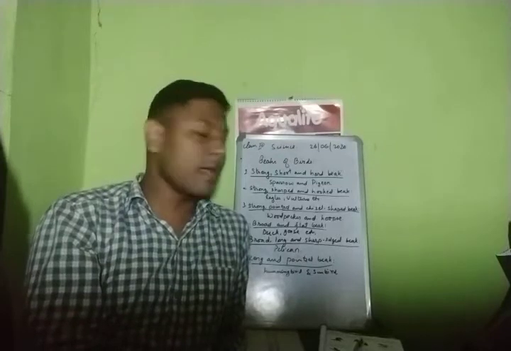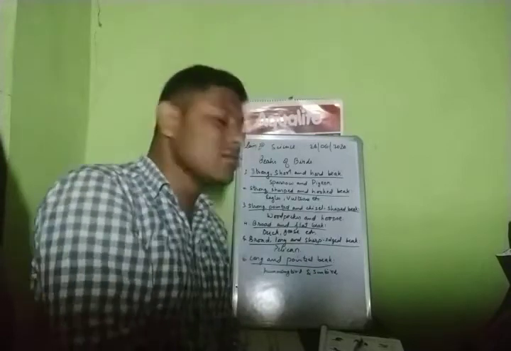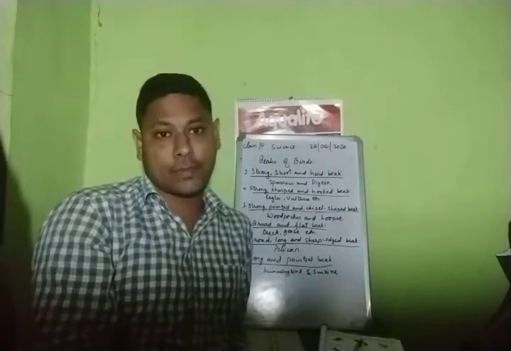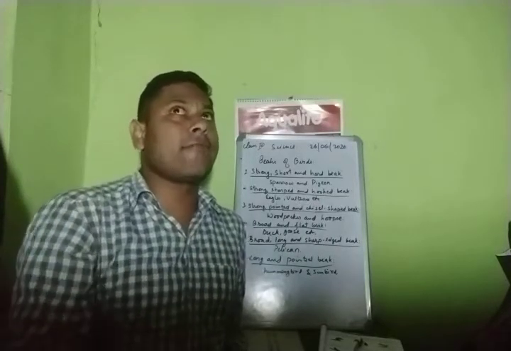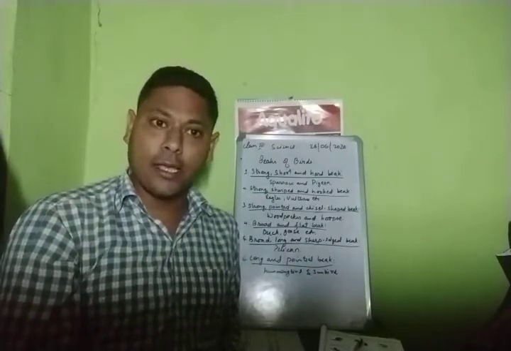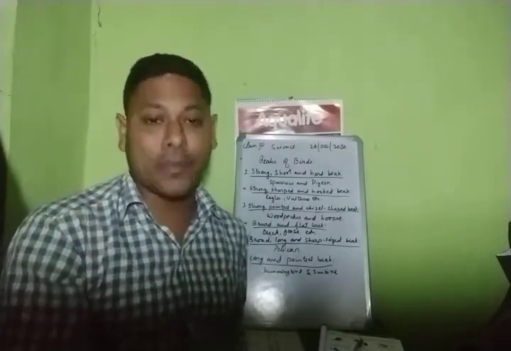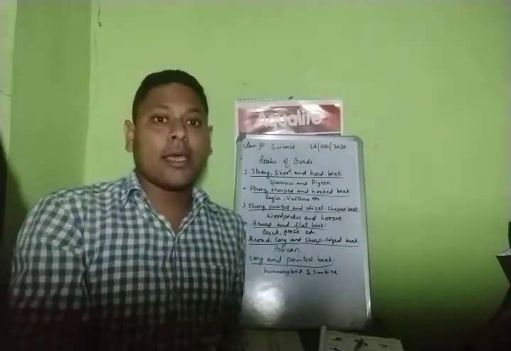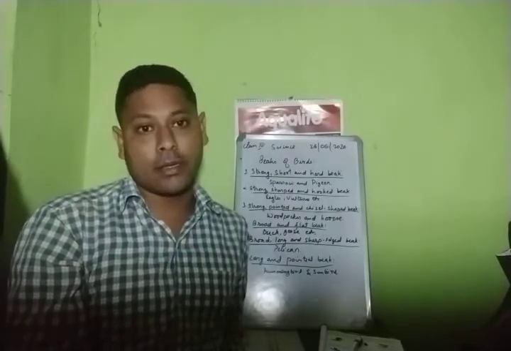Point number 4 says broad and flat beak. We usually find these in domesticated birds like the duck and goose. Why? Because they are found nearby muddy waters where they can get their insects and food easily. One more point added in this topic: the duck and goose have holes in their beak in order to take out the dirty or muddy water.